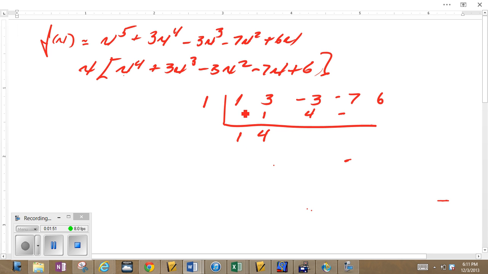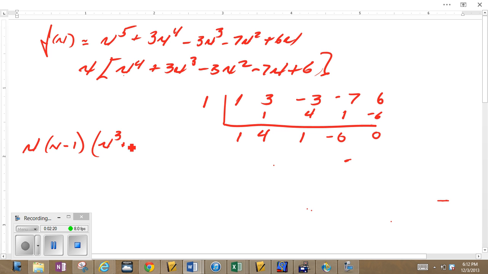So 1 went in, 1 comes down. 1 times 1 is 1. Add, it's 4. Times 1 is 4. Add, here is 1. Times 1 is 1. Add, that gives me a negative 6 here. Times 1, that goes to 0. So bingo, I got it. So all of a sudden, I've got this thing coming down to x. Okay, x minus 1. Now this is down to a cubic.